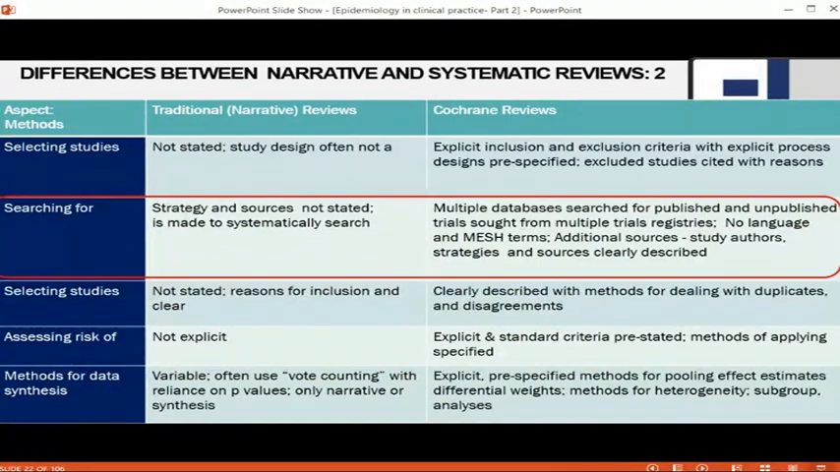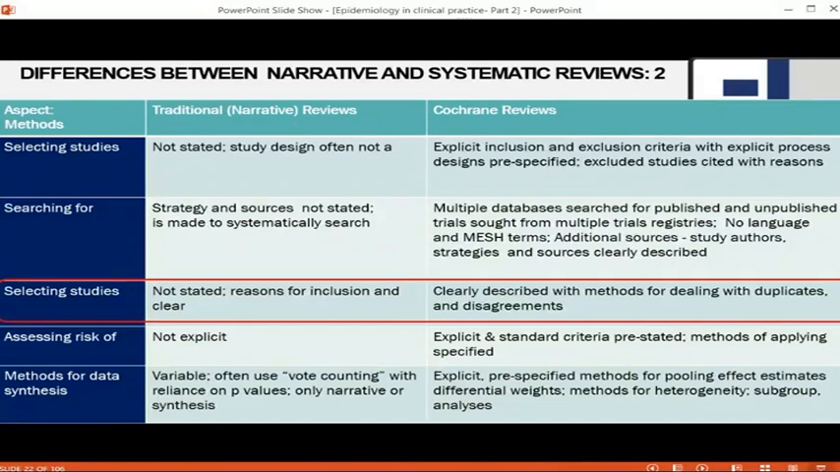And the search strategy in a systematic review is pretty extensive. There's a whole section of what databases we propose to search and what are the search strategies we use, and they don't restrict it by language. So it's a very detailed search strategy. You won't find anything like that in a narrative, in a traditional review article.